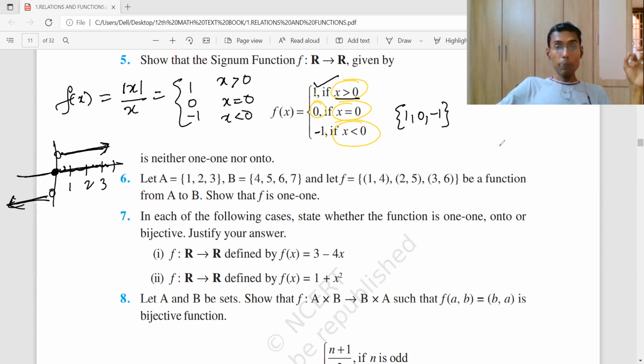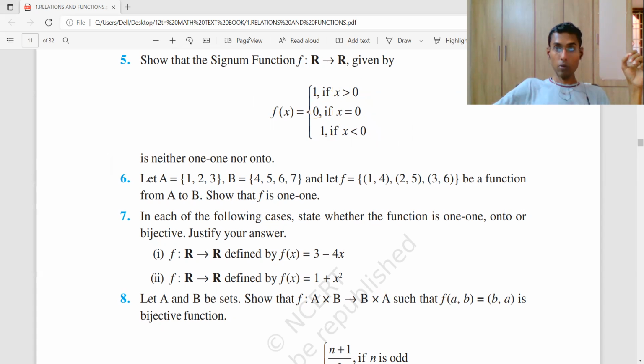The codomain is the set of all real numbers, so it's not equal to the range. Let A be this, B be this, and f be this. Let f be a function from A to B, show that. That you can do. So this is direct only. You can just show it by mapping.